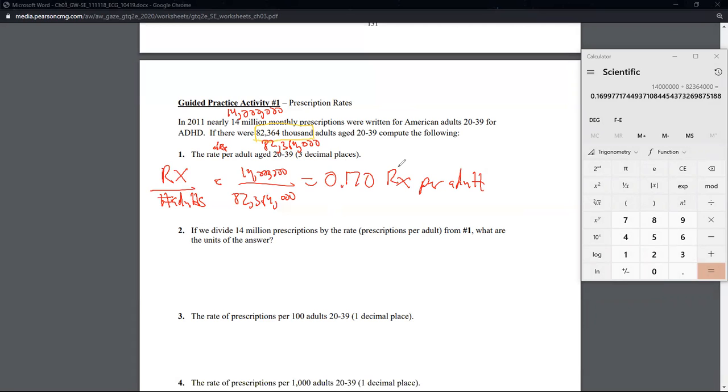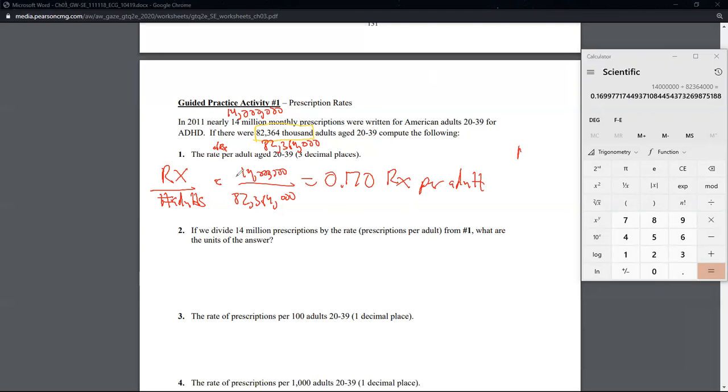So that says if you have a person, there's a 0.17 chance, if you think about statistics really, or probability, that that person has a prescription for ADHD if they are in the appropriate age range. Now again, we're only talking about that age range. Step 2, they say if we divide 14 million prescriptions by the rate. By the rate means that the rate is what's going to go on bottom. From number 1, what are the units of the answer?